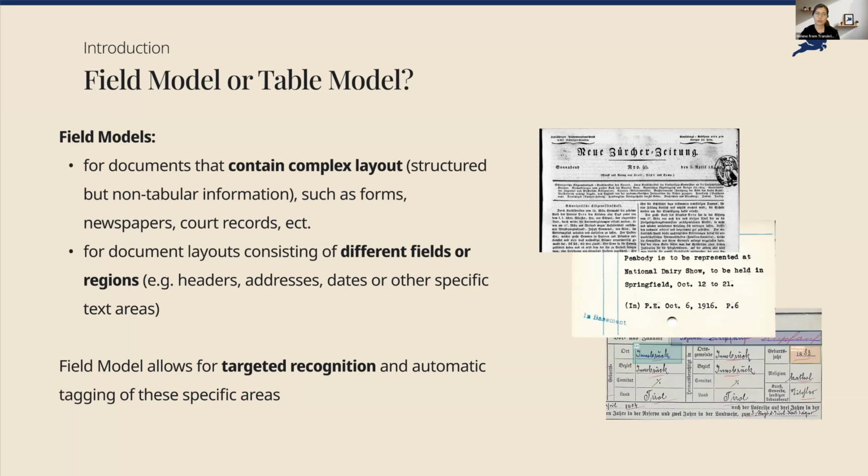So if you only want to extract a few specific regions, for example, a few fields on a page, a field model is more appropriate. You could attempt to use a table model, but field models allow you to label regions more specifically, and you can also train a field model to label regions automatically, which table models cannot do. Field models can do that, table models cannot.